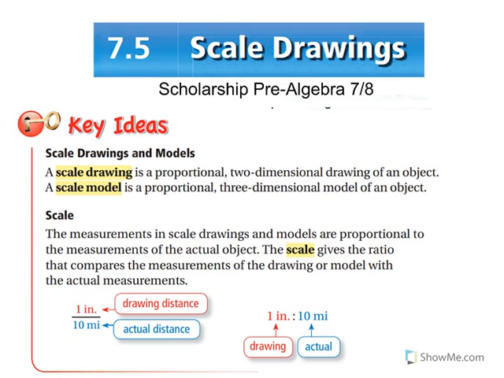The scale is what determines how much bigger or smaller the object is, because the scale gives the ratio that compares the measurements of the drawing or model to the actual measurements. An example would be on a map: the distance on a map could be 1 inch, and it could represent 10 miles in real life. That would be your scale: 1 inch represents 10 miles.